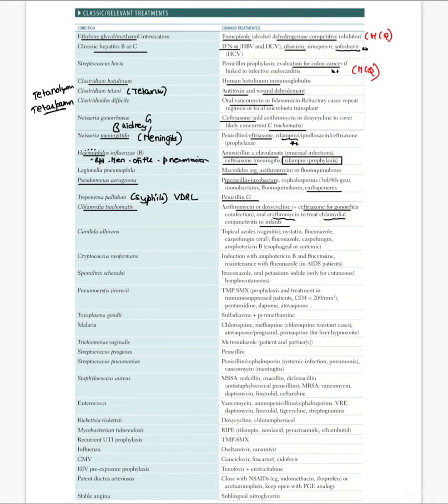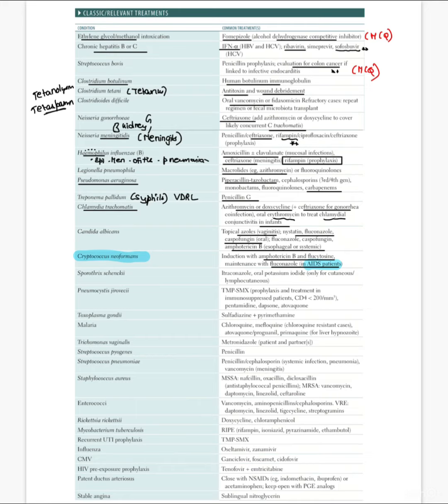Then Candida albicans is a fungus. It will cause invasive and systemic infection. We can use topical azoles, like for vaginitis, and nystatin. Then you have caspofungin, fluconazole, and amphotericin B for systemic or invasive infection. Then Cryptococcus neoformans. Again this is invasive, so we can use amphotericin B with flucytosine, and maintenance is fluconazole. This is a very common infection in AIDS patients.